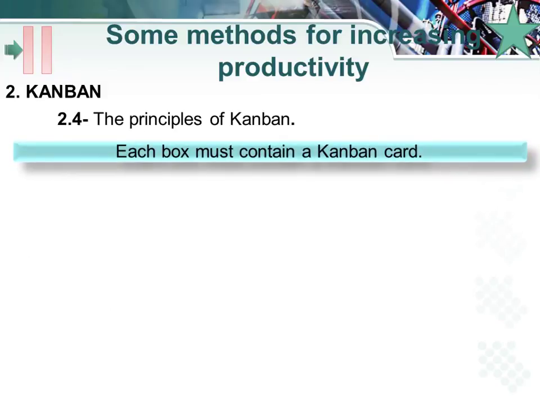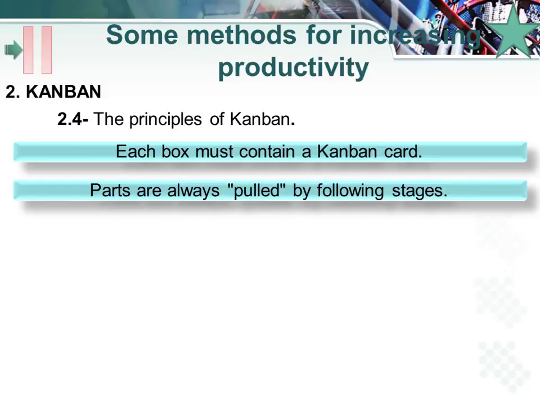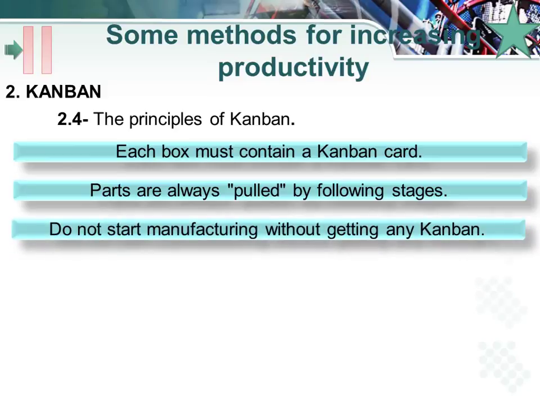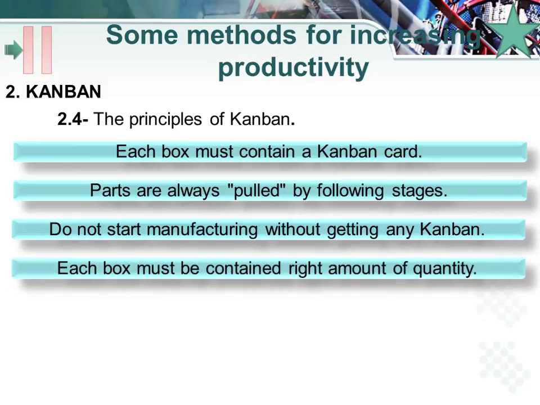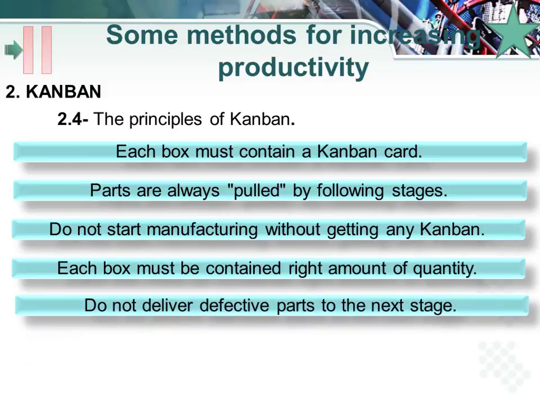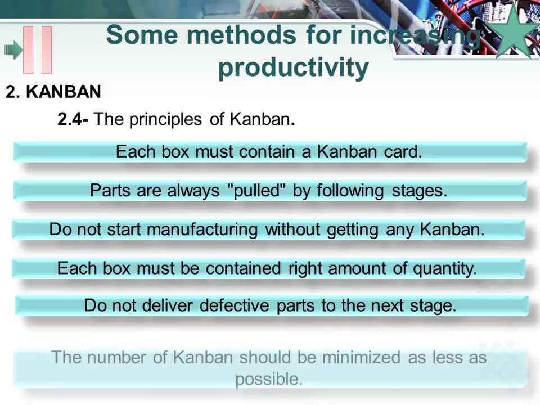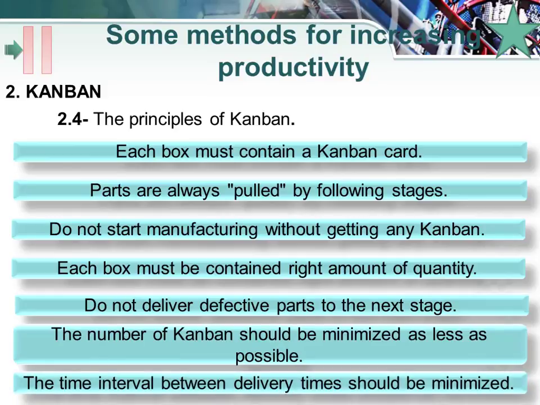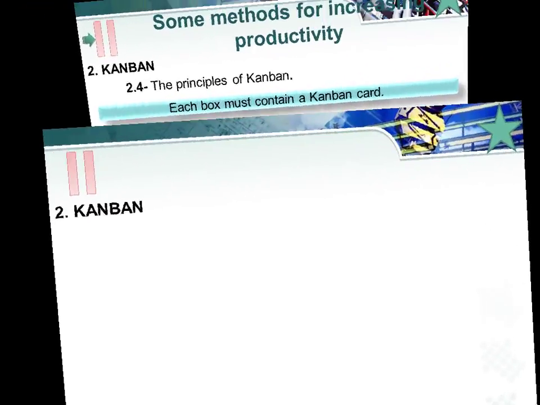Each method has its own principle, so now we will learn about the principle of Kanban. First, each box must contain a Kanban card. Second, parts are always pulled by the following stage. Next, do not start manufacturing without getting any Kanban. Next, each box must contain the right amount of quantity. Do not deliver defective parts to the next stage. The number of Kanban should be minimized as much as possible. And the final, the time interval between delivery time should be minimized.